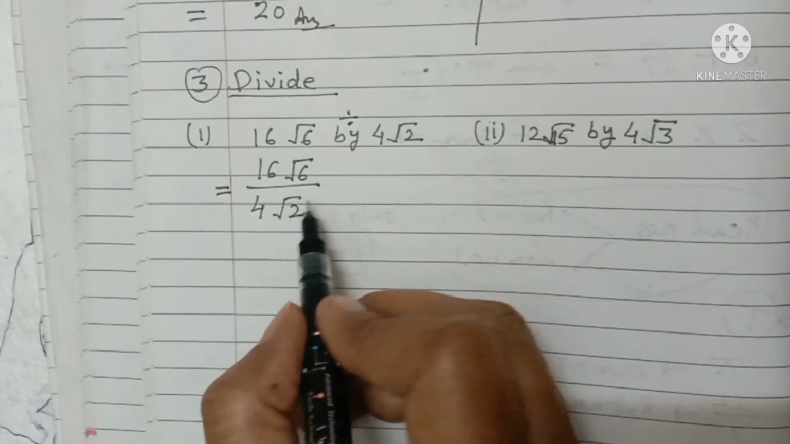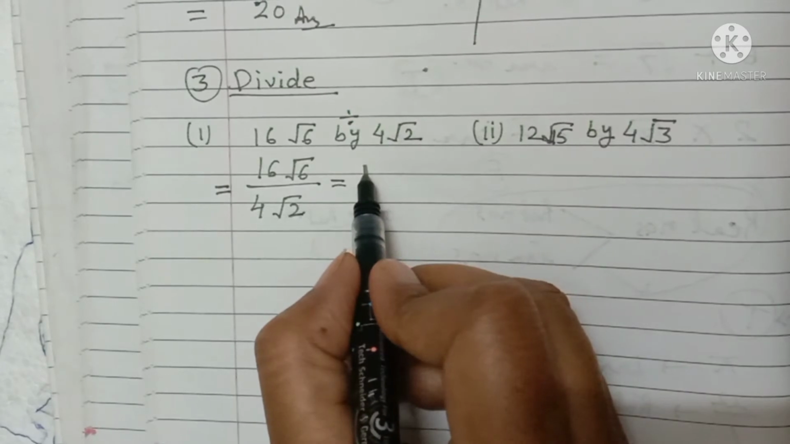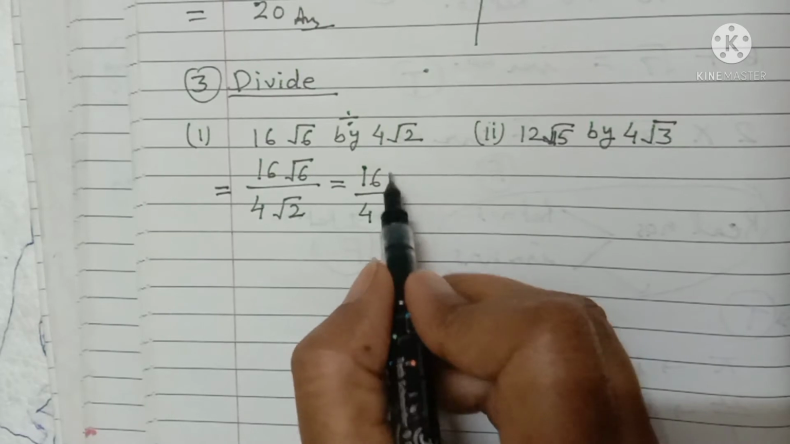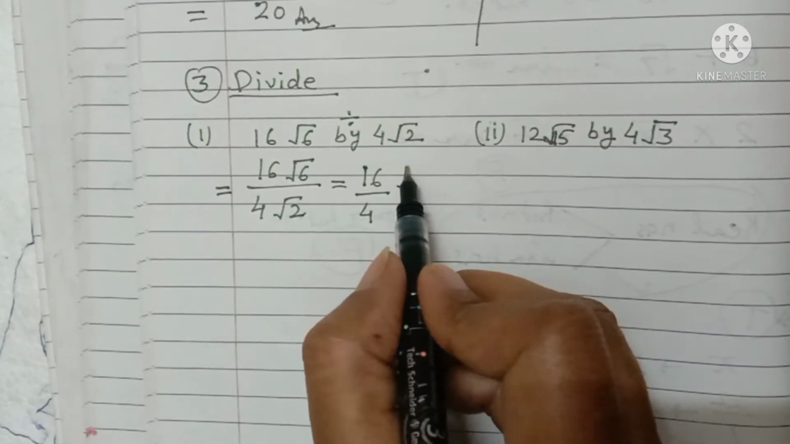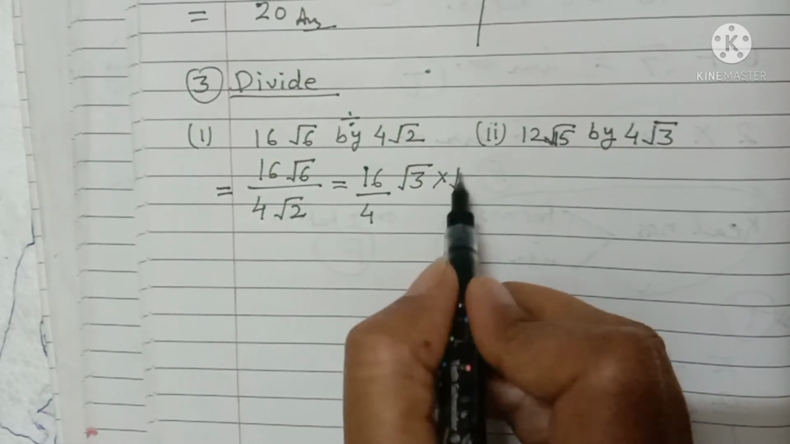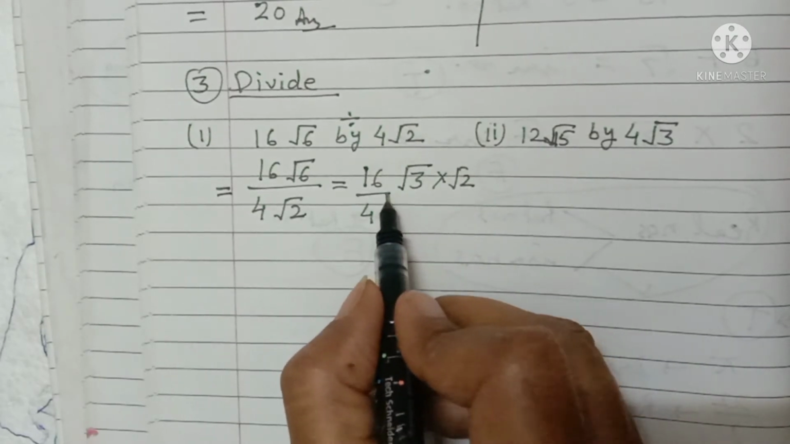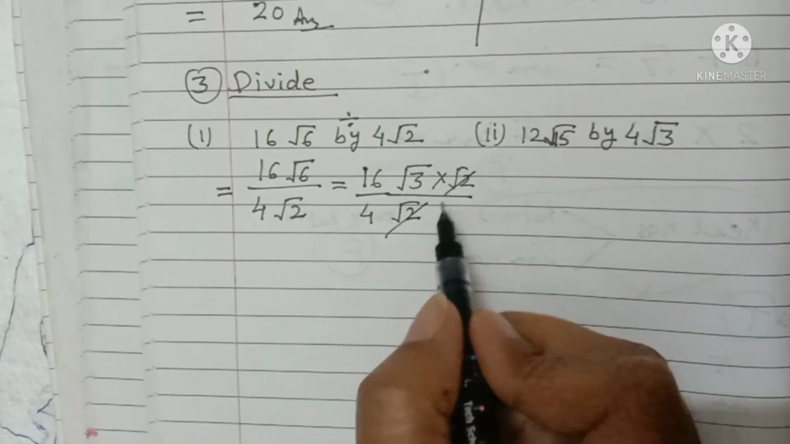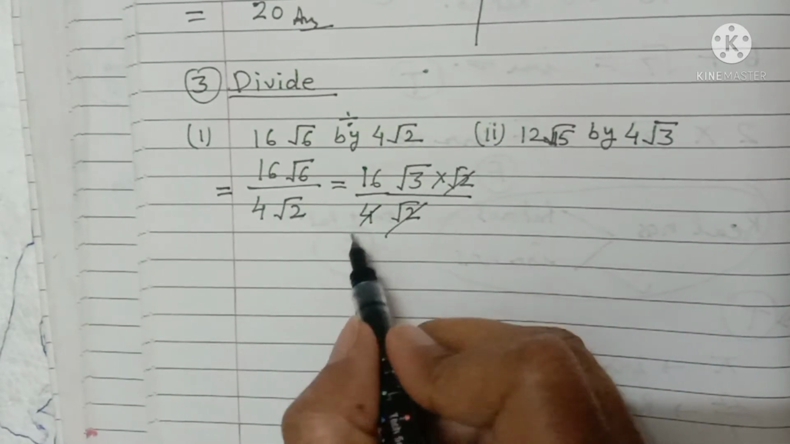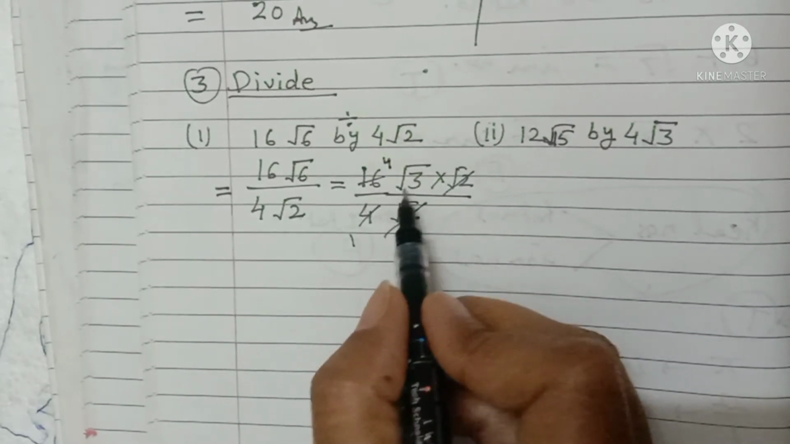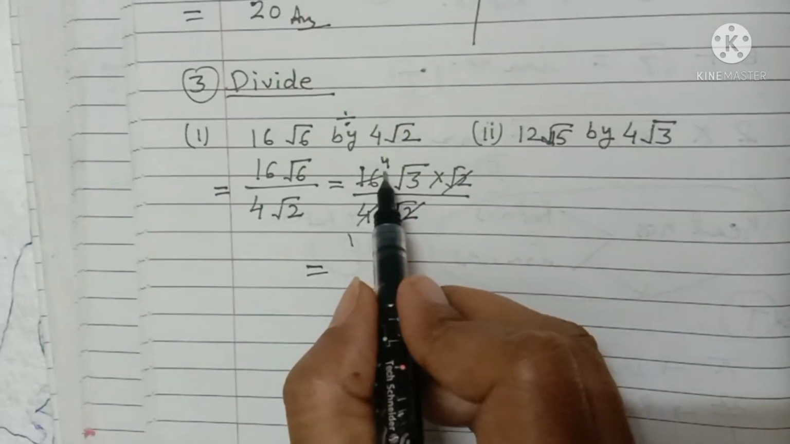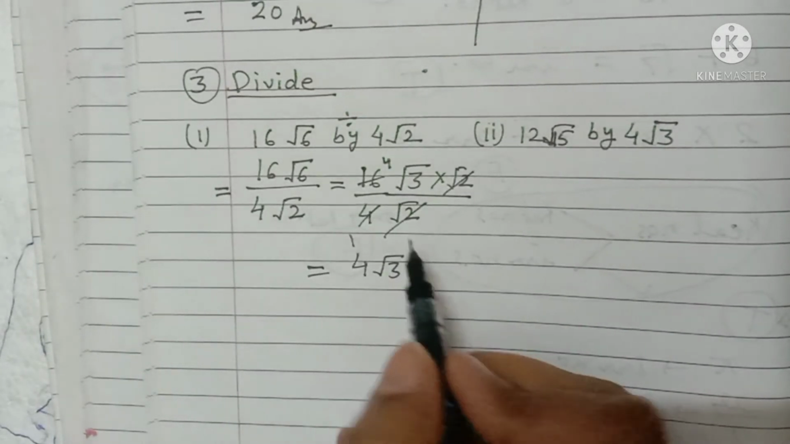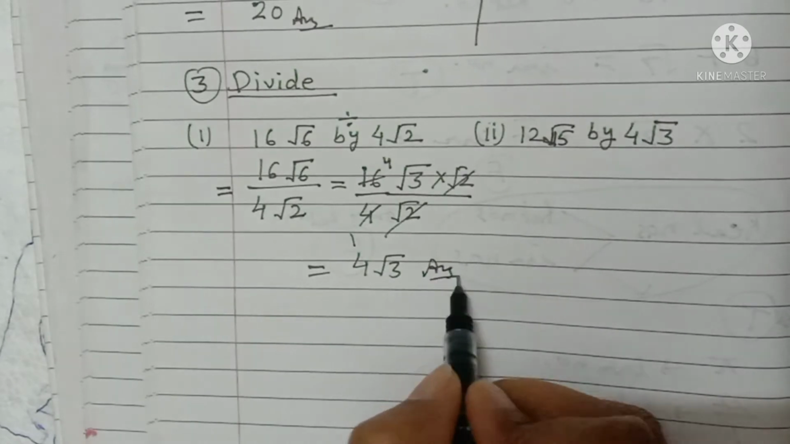Okay. Now break it: 16 upon 4, and under root 6 you can write under root 3 into under root 2, 3 2s are 6, and in the denominator this is under root 2. Now cut the under root 2, and 4 1s are 4, 4 4s are 16. So you will get in numerator 4 root 3 and denominator is 1. So 4 root 3 is the answer.